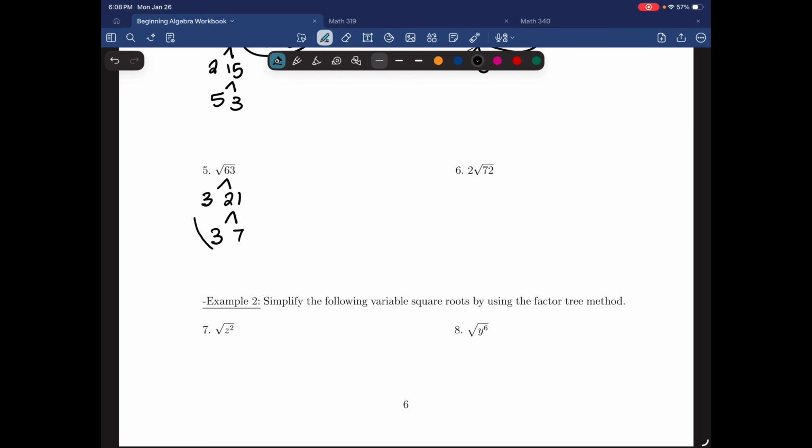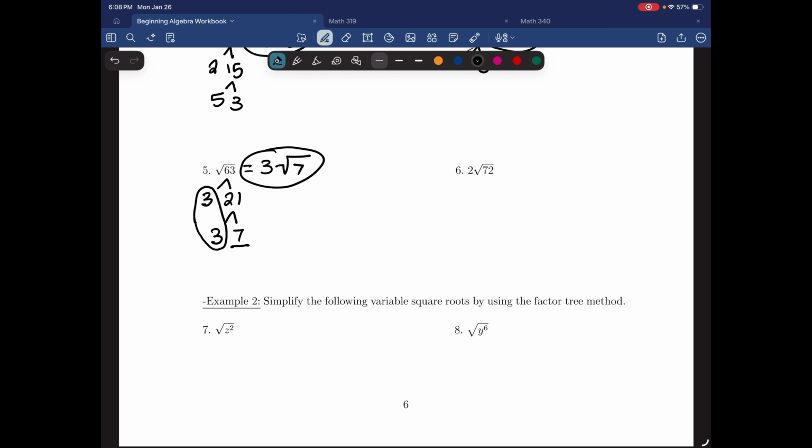So looking for groups, I found here a group of 3. So I'm going to go ahead and write that out front. And then because the 7 is on its own, I'm just going to put that under the square root. And that's our final answer.